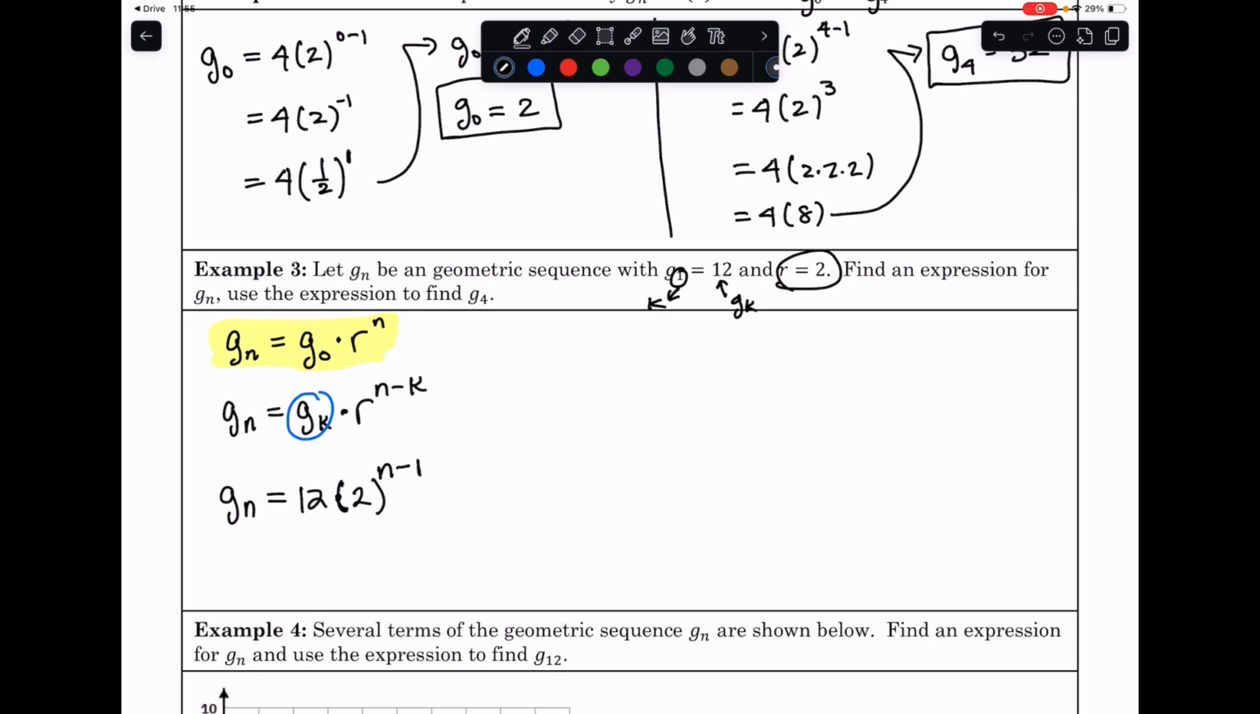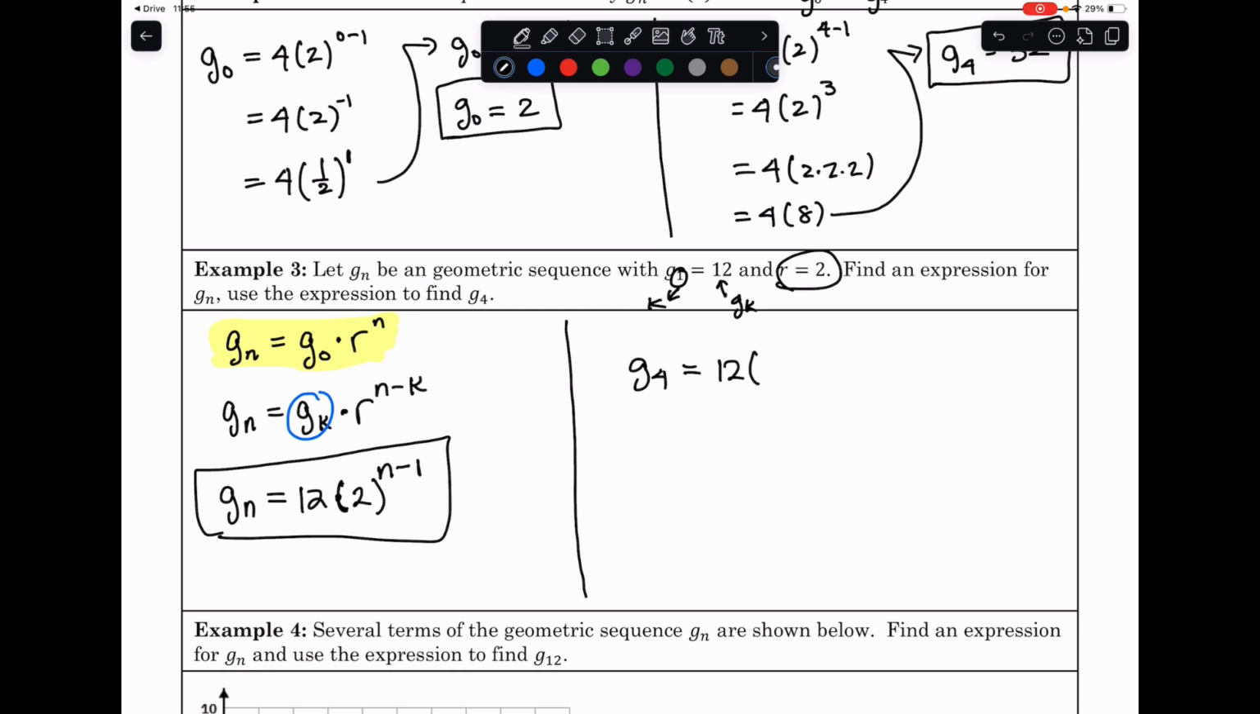Now here we won't simplify. We're going to leave the expression as is. And this right here would be our solution. Okay, so this is the expression for g of n. So with g of n being this, I can now use this function to evaluate g of 4. So here is our expression. Here's the first part. And now for the second part. What is g of 4 going to equal? Well, g of 4 would be 12 times 2 to the 4 minus 1 power.